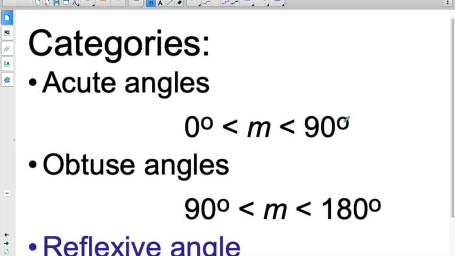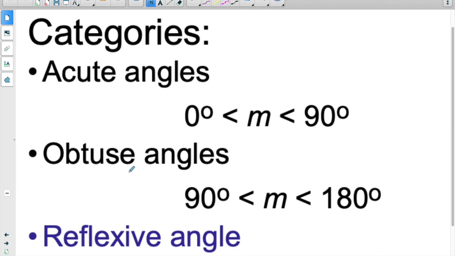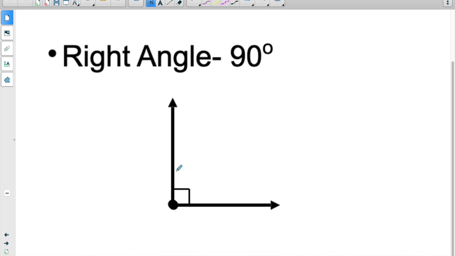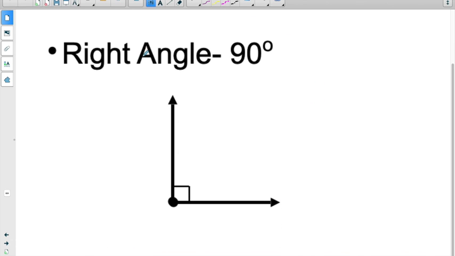Little degree symbol here. We have an acute angle. That's an angle that goes from 0 to 90 degrees. It's greater than 0, so like 1 degree, and then less than 90, like 89. We have an obtuse angle that is greater than 90 degrees and less than 180 degrees. Now that's all fancy and all, but I guess we would have to know what a 90-degree angle looks like. So here, this is a 90-degree angle.